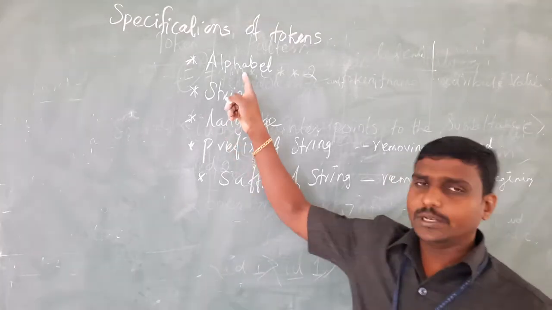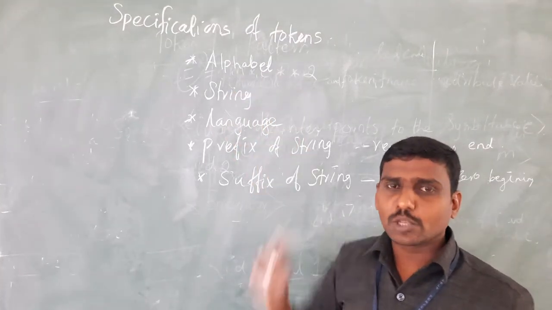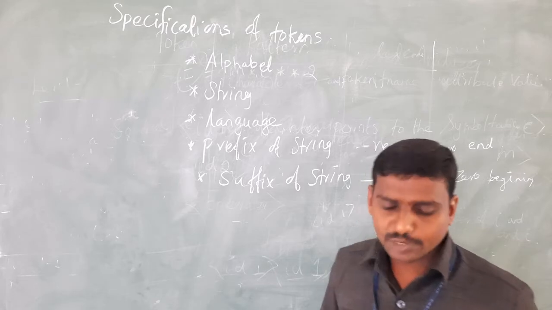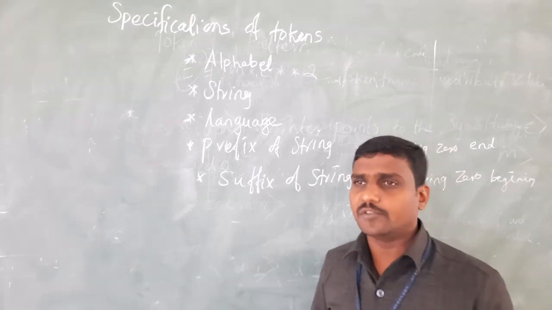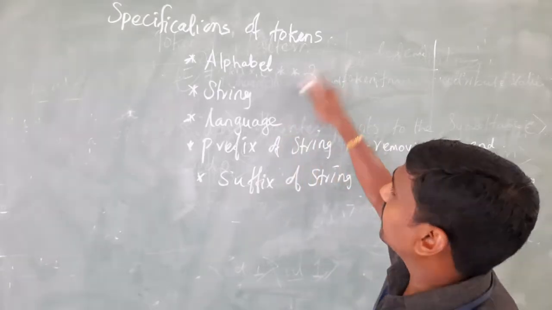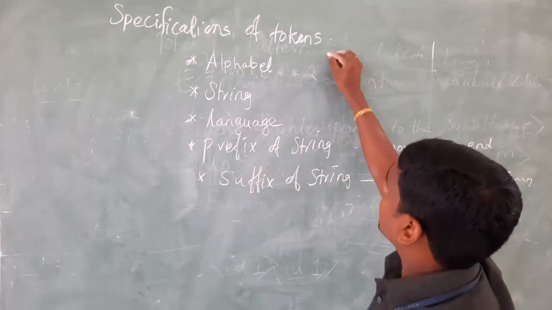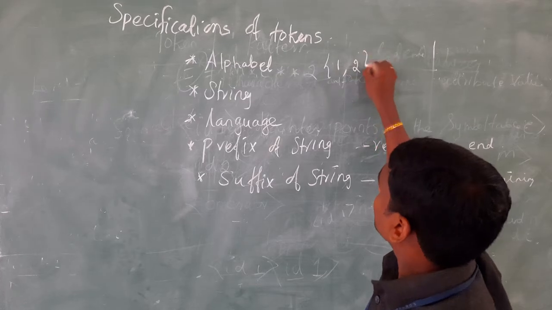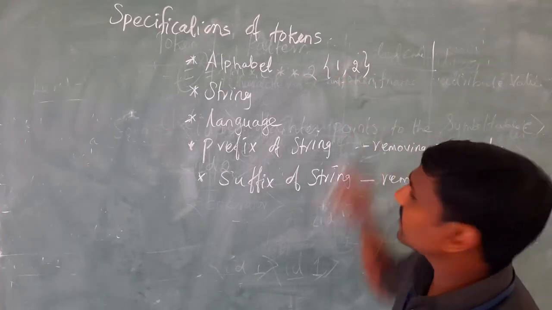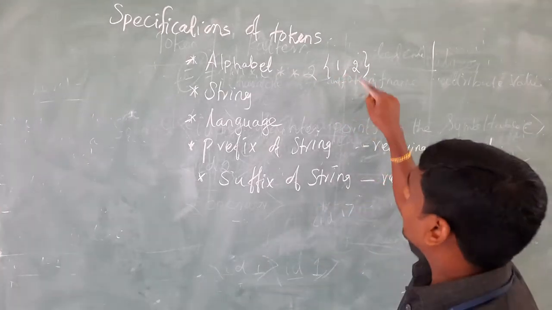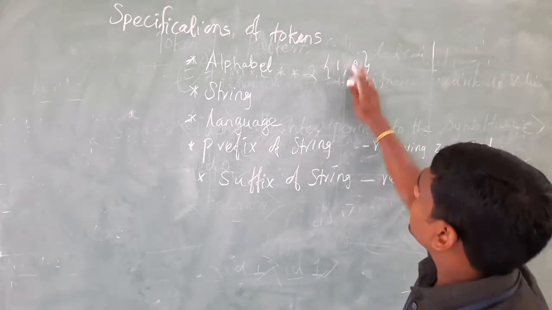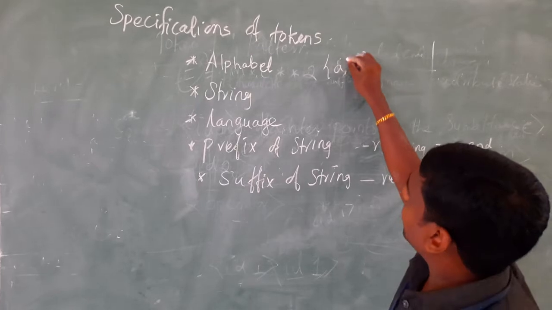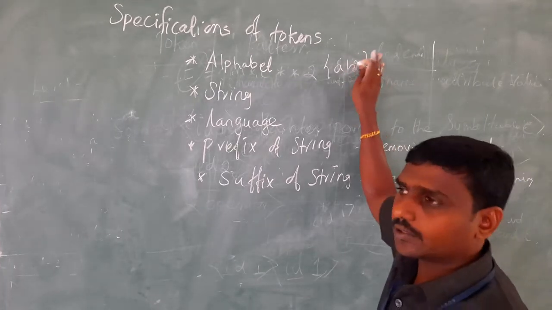First one is alphabet. An alphabet is a sequence of characters or a sequence of letters. It may be a numeric alphabet and it is enclosed by open parenthesis and closed parenthesis. For example, if it is 1, 2, this is called an alphabet. I will say this is a number, a numeric alphabet. If it is A, B, this is also called an alphabet.